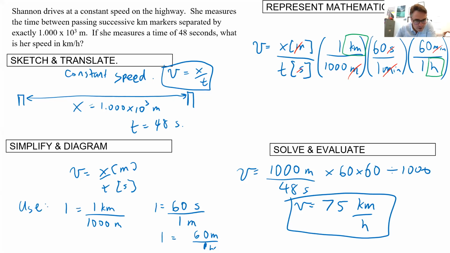And then there's a Q&A for this question. How, no? You need to find the answer. Oh, it says there: if she measures a time of 48 seconds, what is her speed in kilometers per hour? It's a good question. You've got to just read it carefully.